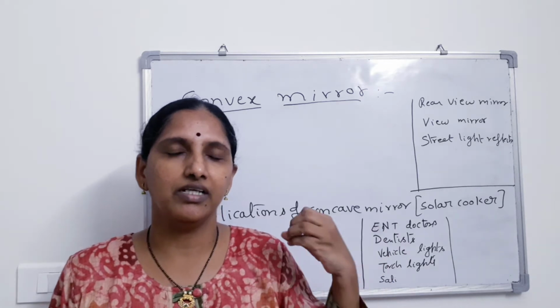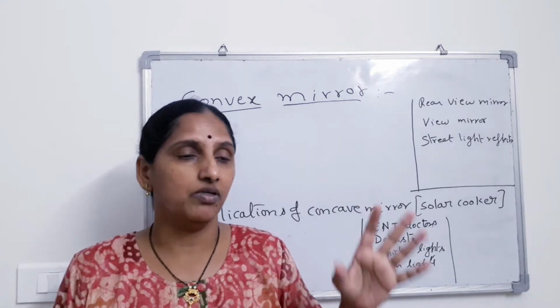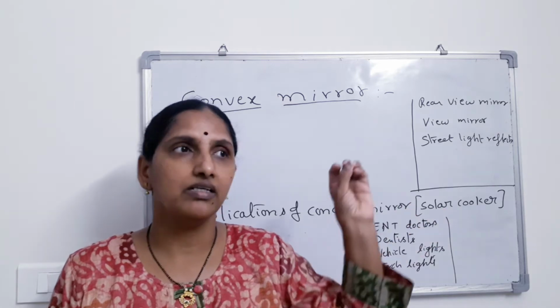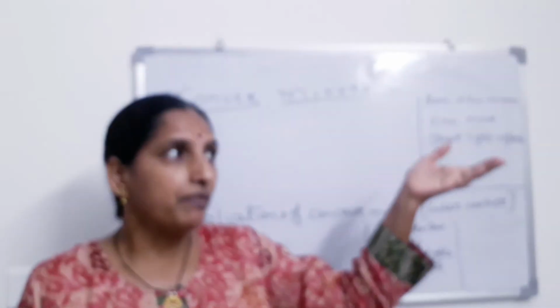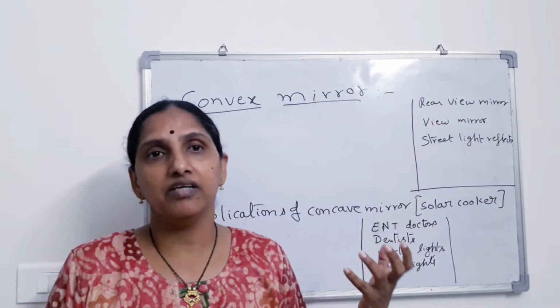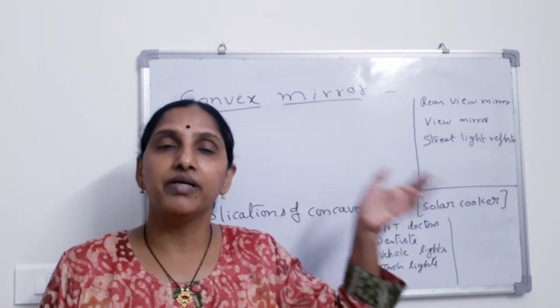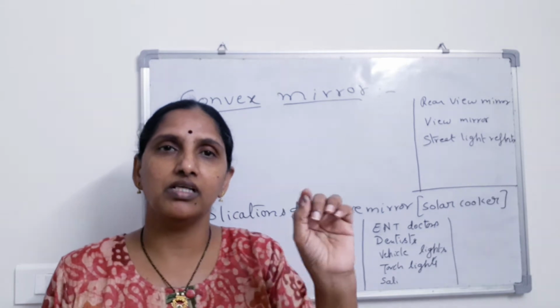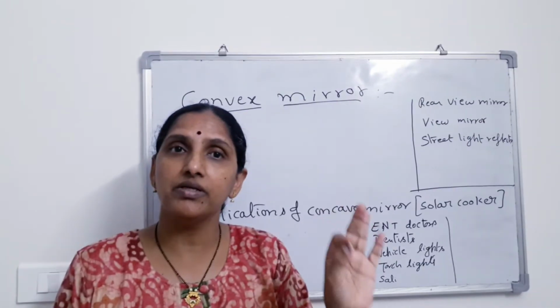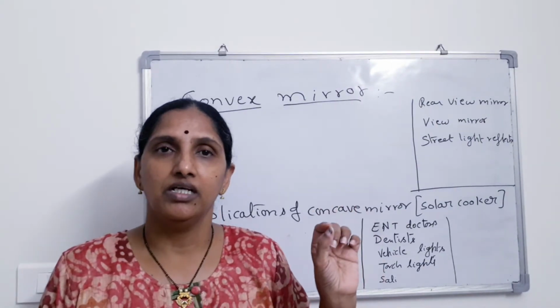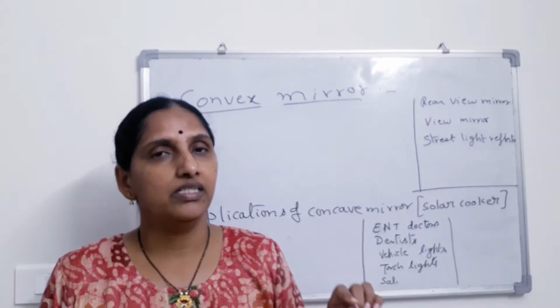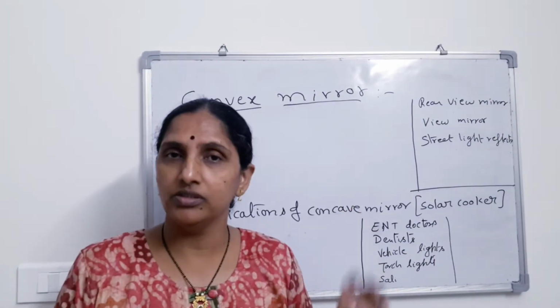First case: you can roughly determine the focal length by making the concave mirror face the sun, and the image is a spotted image, or rather we call it a diminished, inverted, and real image formed at the focus.